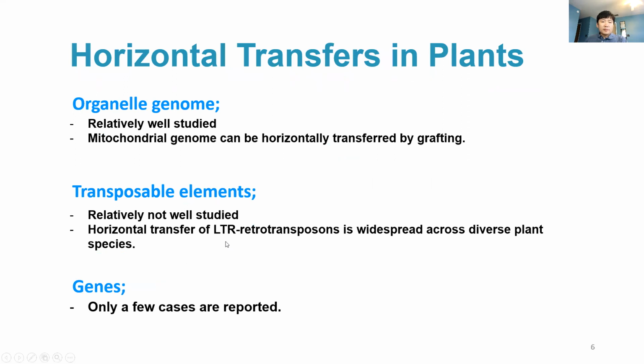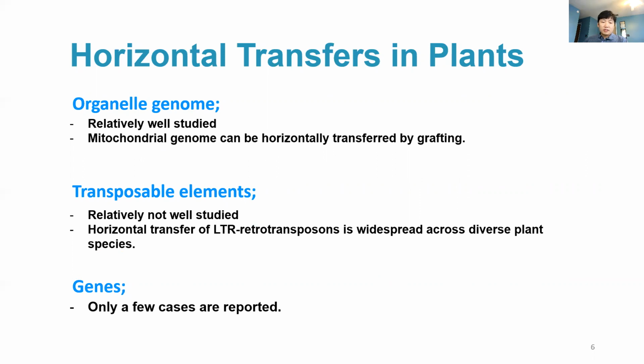The horizontal transfer phenomenon in plants is not well studied yet compared to other organisms. The overall horizontal transfer studies in plants are as follows. Horizontal transfer of organelle genomes is relatively well known in plants. It is known that the mitochondrial genome can be horizontally transferred by grafting, and this is one known mechanism of horizontal transfer in plants. In the case of transposable elements, it is relatively not well studied.